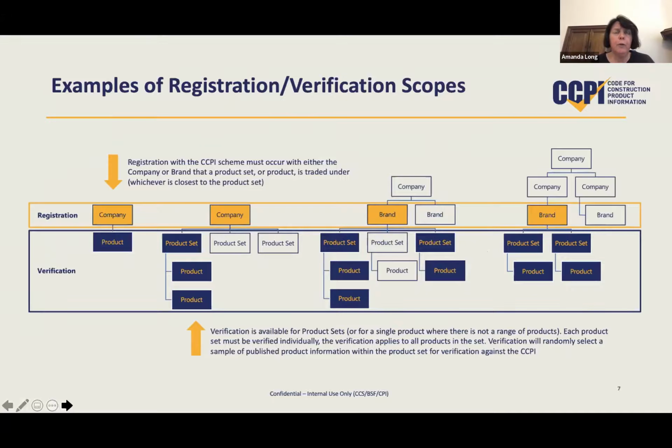In setting this verification process up, we've really had to work through how we make it work. So registration with the Code for Construction Product Information Scheme has to occur with either the company or the brand that a product set or a product, because sometimes it might just be one company with one product, is traded under, and it's whichever of those is closest to the product or the product set. And it may be that a company will seek to verify the product information in relation to 2 or 3 product sets. We're not verifying the company, we're verifying the product information around those product sets.